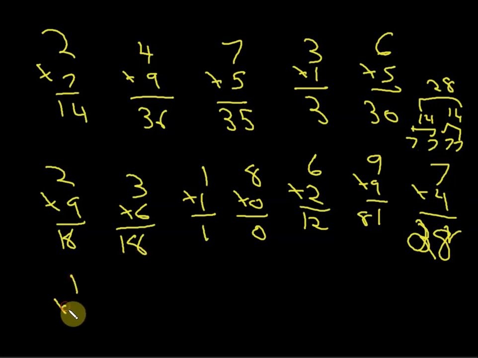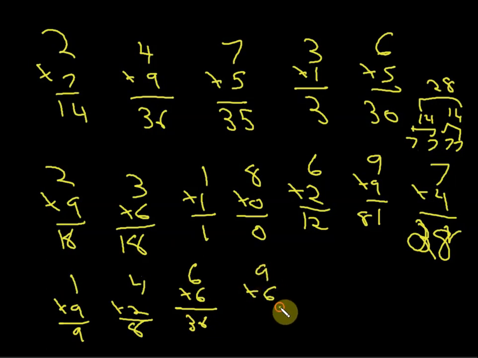So we have 1 times 9, which is 9. We have 4 times 2, which is 8. 6 times 6 is 36. 9 times 6 is 54. And again, if you forget some of these, you can always do the grouping thing like you saw me do here, right? 8 times 8.